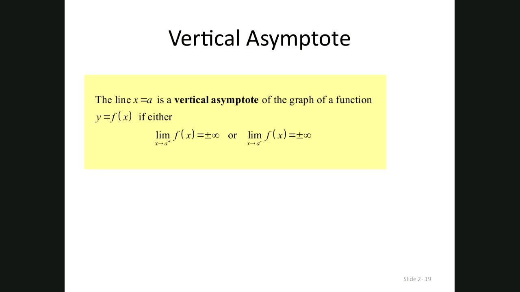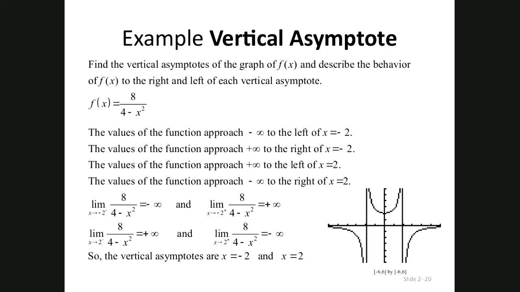Okay, and here is an example of vertical asymptote. It says, find the vertical asymptotes of the graph and describe the behavior of f of x to the right and left of each vertical asymptote. Okay, well, here is 8 over 4 minus x squared. Well, I could factor this thing, and some kids would say, well, why are you factoring it? Because in order to figure out where the vertical asymptotes are, I really have to have this thing factored down.